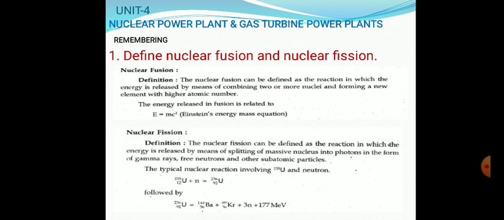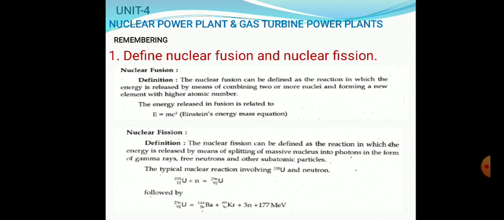Nuclear fusion definition: nuclear fusion can be defined as the reaction in which the energy is released by means of combining two or more nuclei and forming a new element with higher atomic number. The energy released in fusion is related to E equals mc squared, Einstein's energy mass equation.